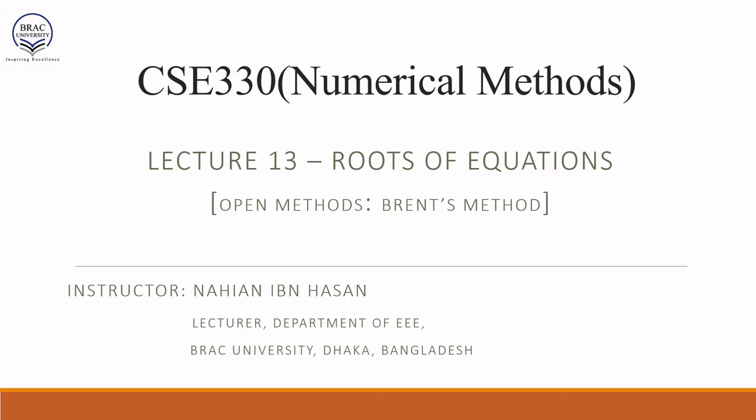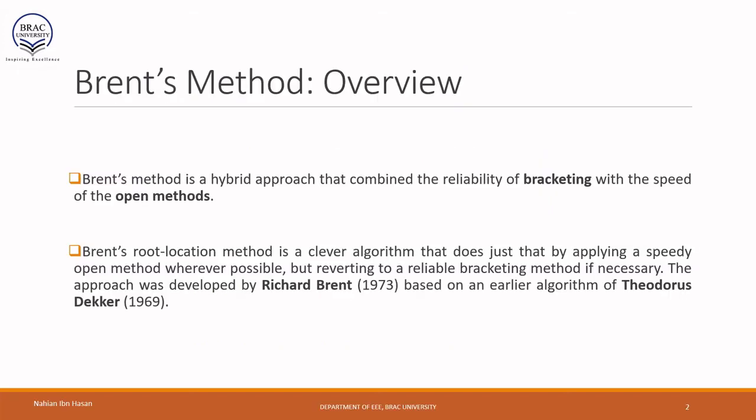So let's look at this. If you remember, the benefit of the bracketing method is that you are ensured that you will find a root. That means the reliability of the bracketing method is much more than the open methods, because in the open method we are not using any boundary. As a result, you are not confident that you will find a root. The method may converge at some point. So that's the case that open methods are less reliable than the bracketing methods.